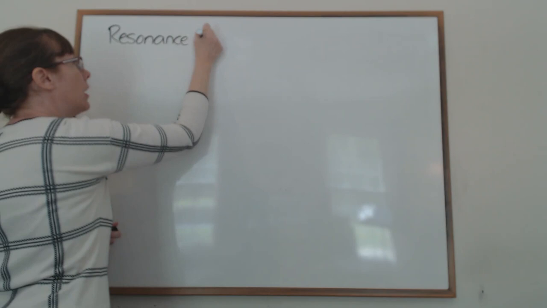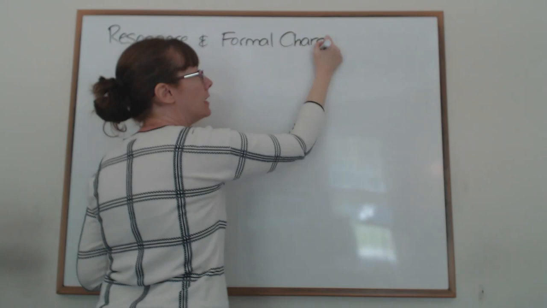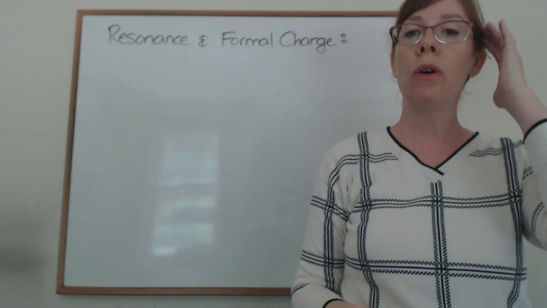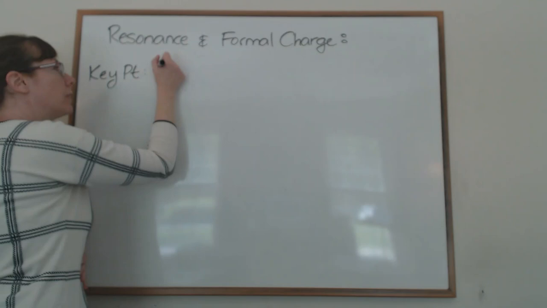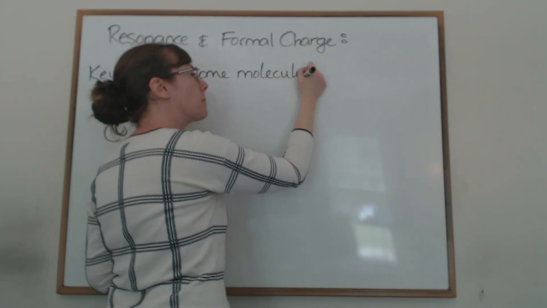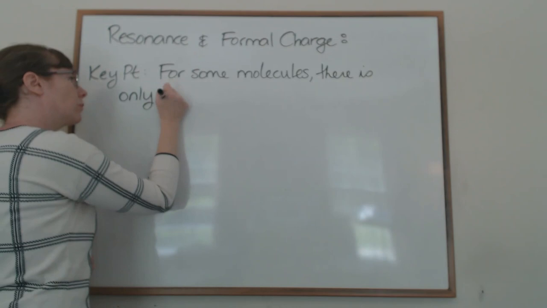Resonance and formal charge. And once again, these two are also related. Okay, so let's go ahead and kind of explain this again, almost like I'm telling you a story. Here's the key point. For some molecules, there is only one possible Lewis structure.